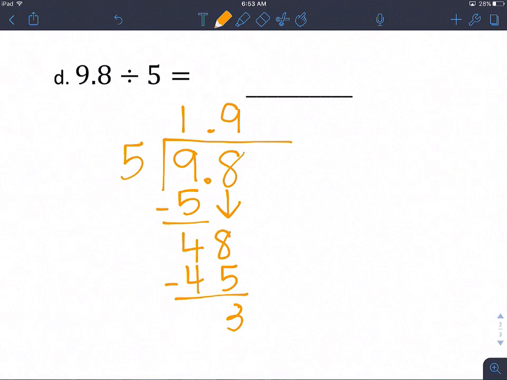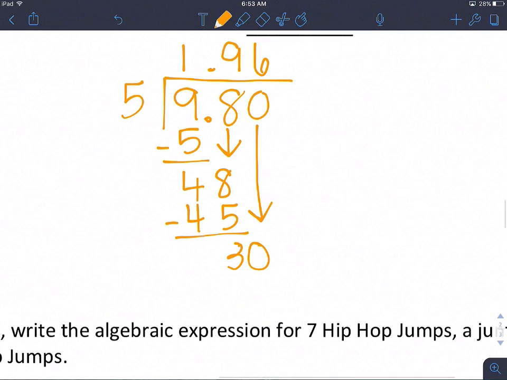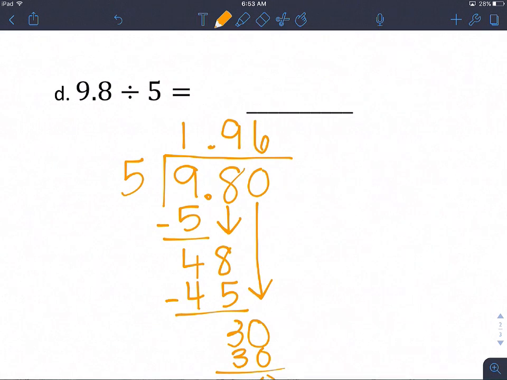Now, I don't have any other numbers, but I still have 3 left over, and I don't want a remainder. So I'm going to add a 0 up here and then bring down my 0. Now 5 goes into 30 6 times. 6 times 5 is 30, and I'm left with 0. Now I can stop. And my answer is 1 96 hundredths.